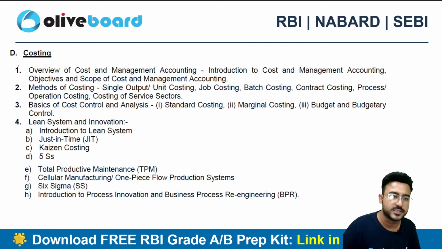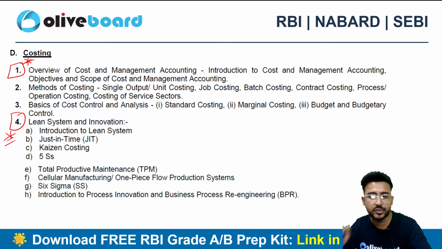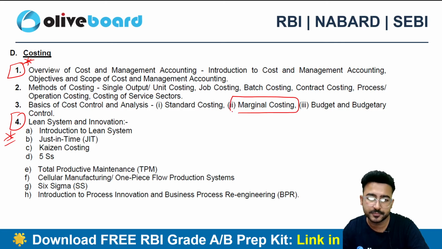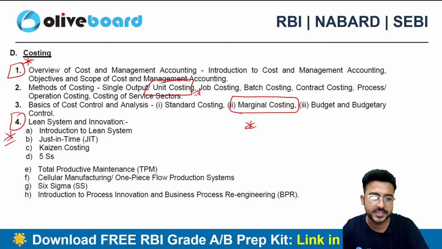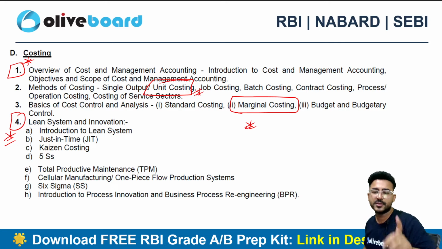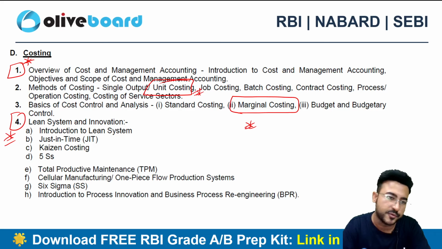If I talk about costing, basics of costing, lean system, you'll be getting many questions from these two theory topics, right? Then marginal costing, job and batch costing, unit costing, right? If I would like to filter, then these topics: unit costing, marginal costing, basics of costing, and lean system. This will help you cover more than 50% of your costing syllabus.